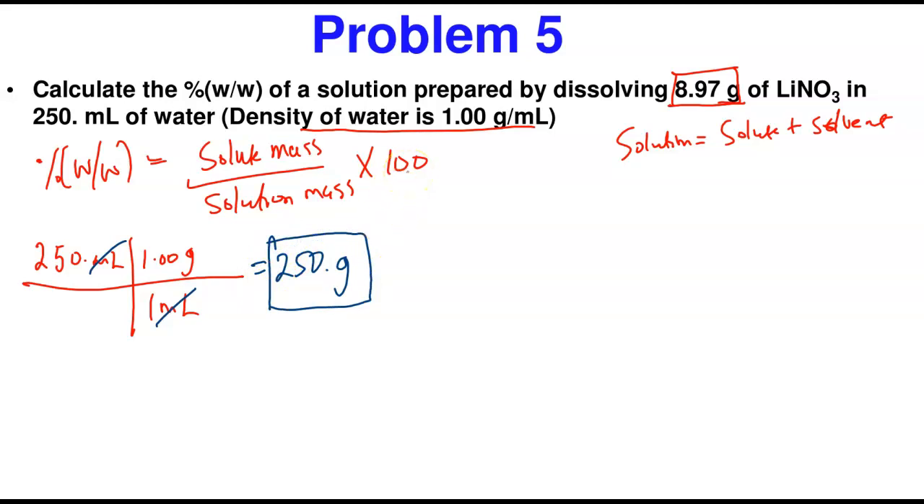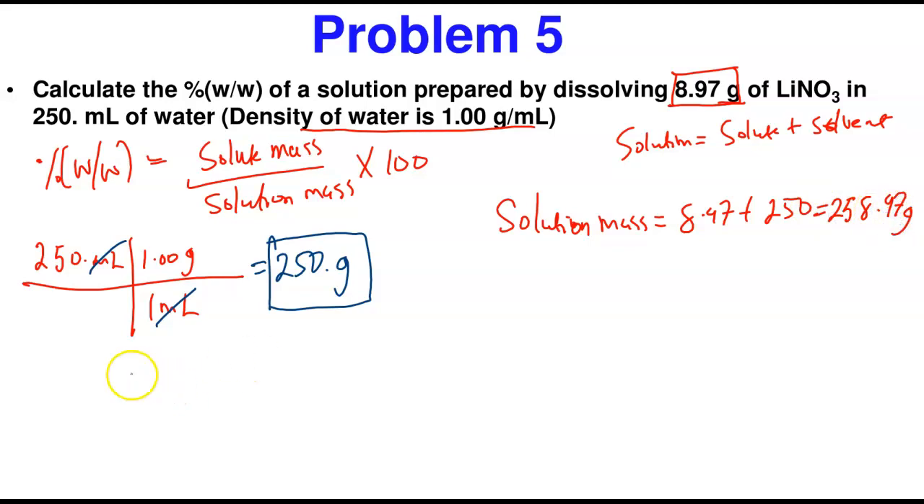Now, let's look at our solution. What will be our solution? Our solution mass will be the addition of these two. So it's going to be 8.97 plus 250. When you add that up, it's going to give you 258.97 grams. Now we have all we needed, so we'll begin to apply it.